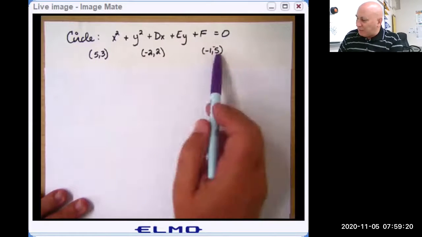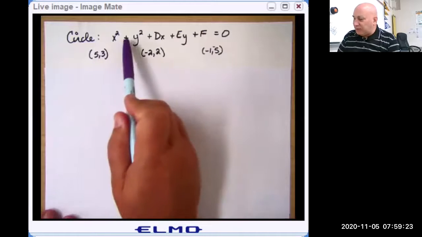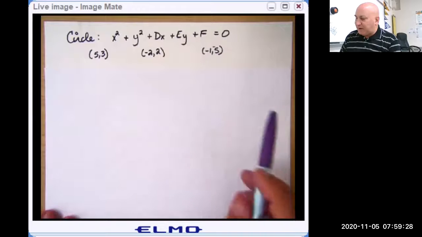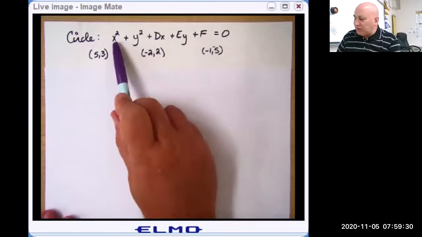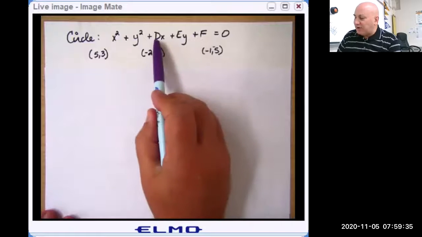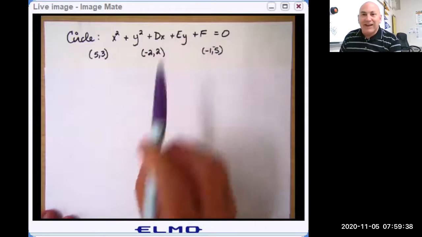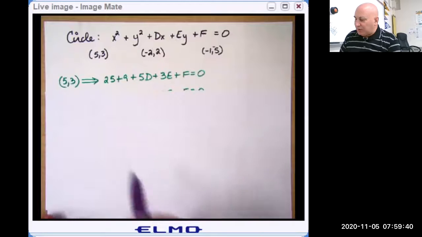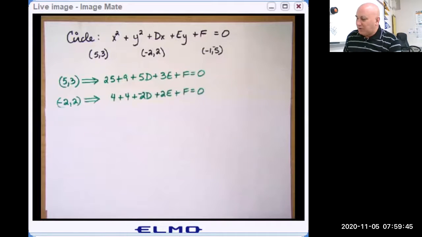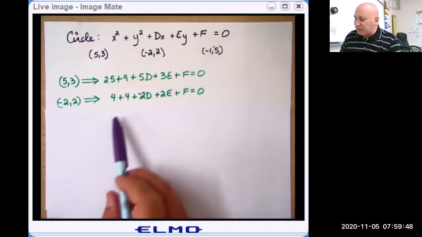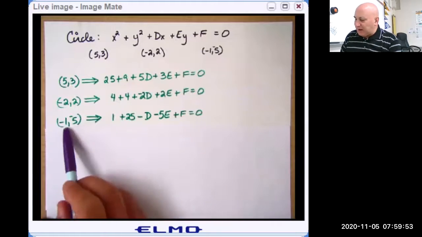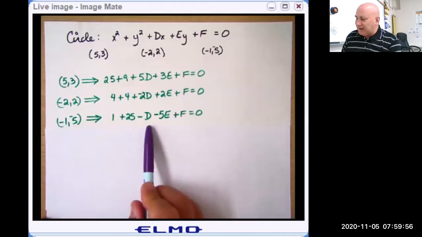So here are the 3 points. So I'm going to substitute those 3 points into this equation, and I'm going to end up with 3 equations. Because I'm substituting into x and y, my 3 equations are going to have unknowns of D, E, and F. So when I substitute 5, 3 in, I get this equation. When I substitute negative 2, 2 in, I get this equation. And when I substitute negative 1, negative 5 in, I get this equation.